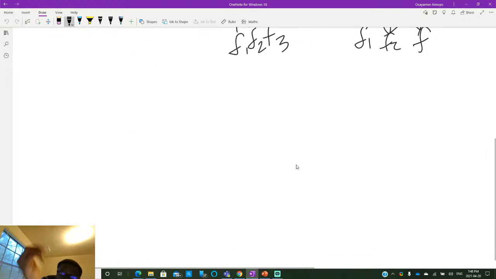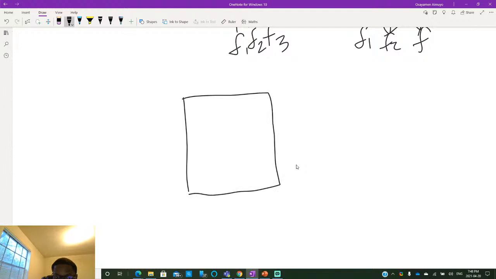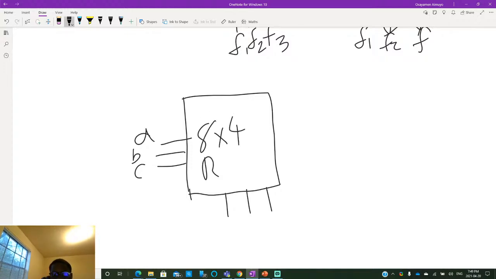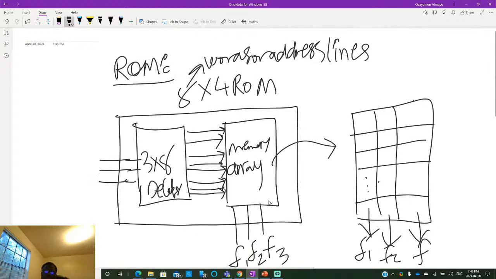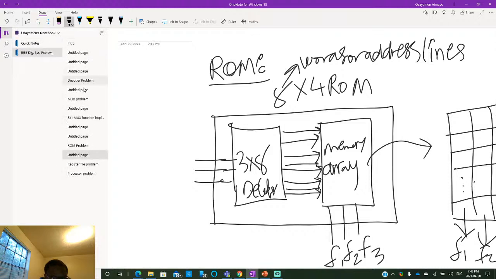And then you could abstract away most of these details. That's the recurring theme for digital logic abstractions. So let's call this our 8 by 4 ROM, and then this is F1, F2, F3. And that is it. Okay, let us work a problem on ROM.